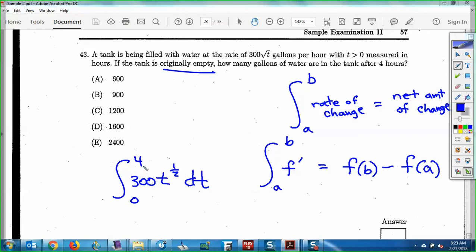If it's how much is in the tank after 4 hours, we have to take into account how much was there when we started. Now, since it's empty, those two answers are going to be the same in this problem. So this is all we have to do. This is pretty simple if we understand that concept. This is when we get into the application ones in chapter 7. This is what problems will look like.